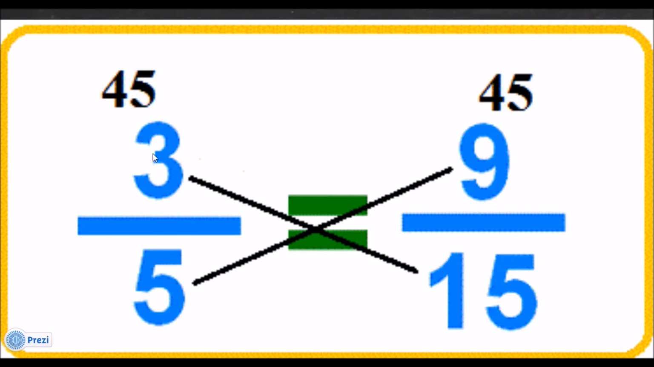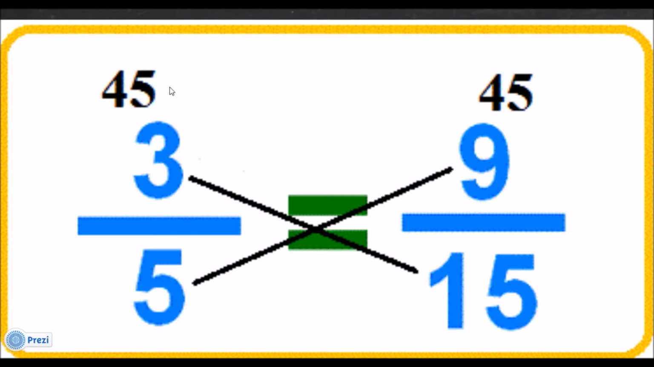So the first thing I'm going to do is multiply across from fraction 1, the numerator here, by the opposite fraction's denominator. So I'm going to multiply 3 times 15, and I get 45. So I'm going to write the answer above the numerator that I multiplied. And then I'm going to do the same thing for 9 times 5, and I'm going to write the answer here.